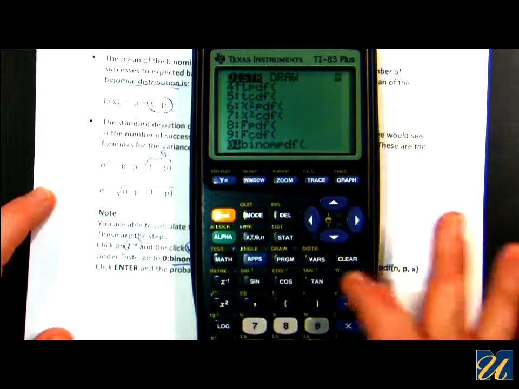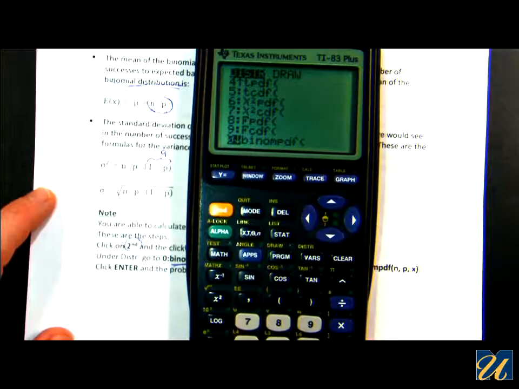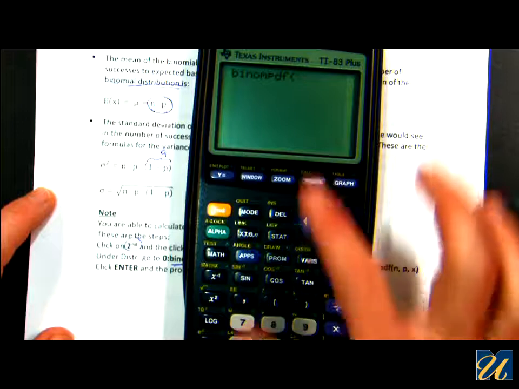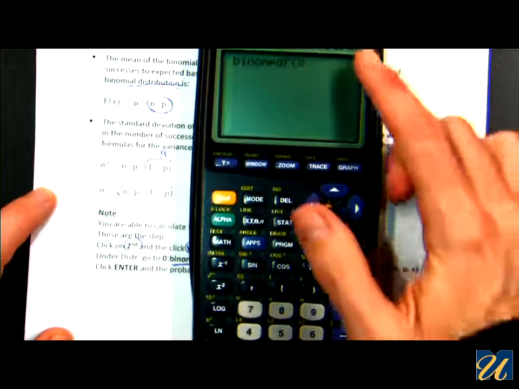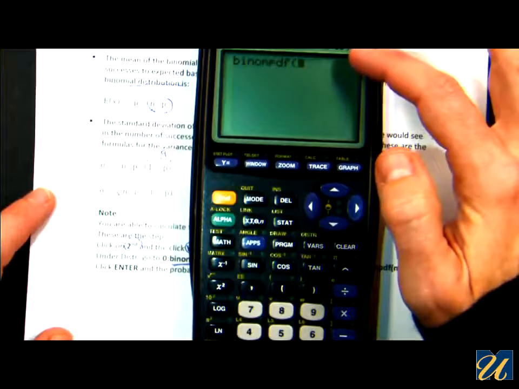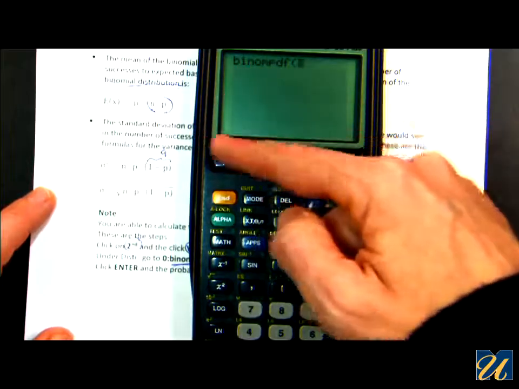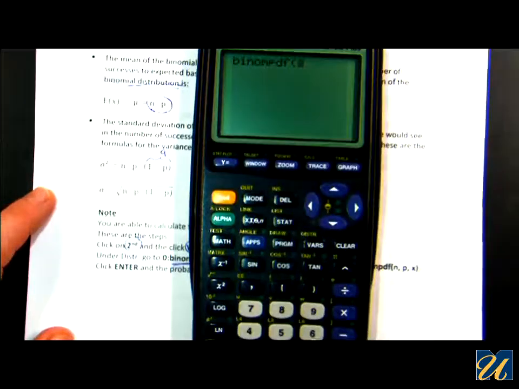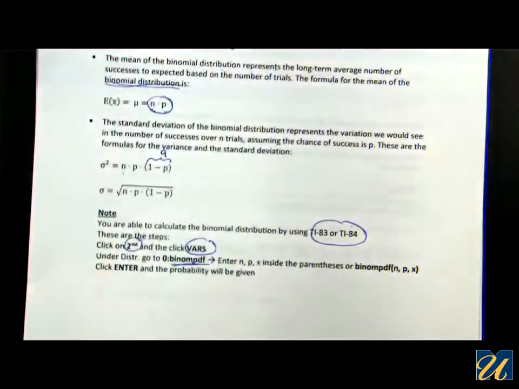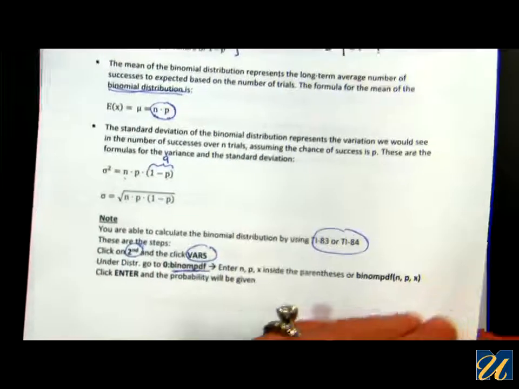You go to second, vars, and you scroll down to binomial PDF, and then you have n, comma, p, comma, x. If you have the 83, the comma is right above 7, and you have to place it in this order: n, comma, p, comma, x, close parentheses, and enter. If you have the 84, it will automatically give you trials, probability, and you just plug in the numbers. You don't have to memorize the order, so it's a lot easier with an 84.